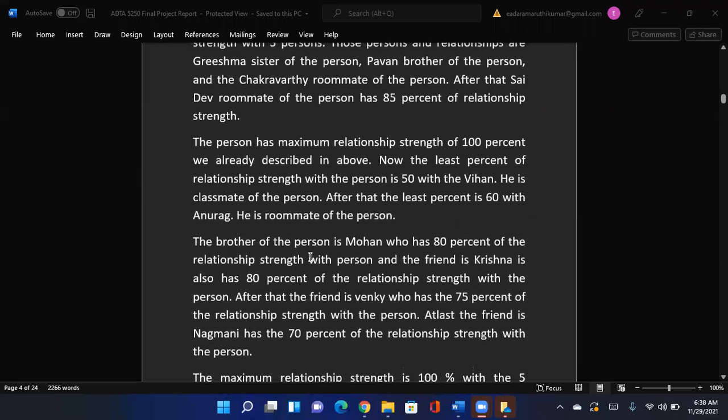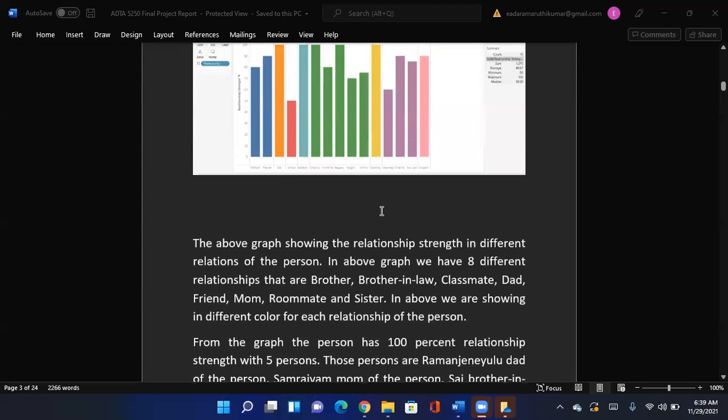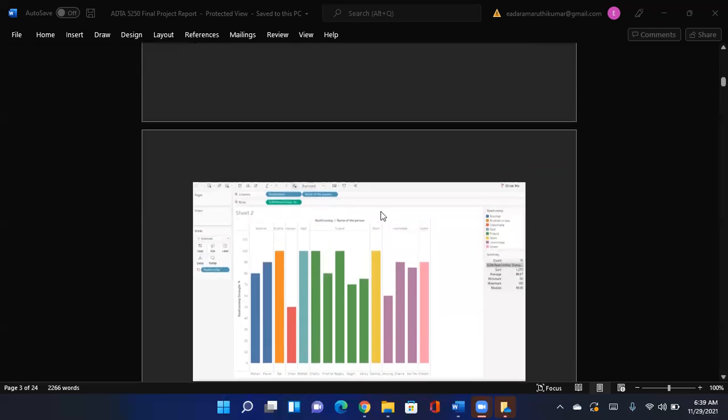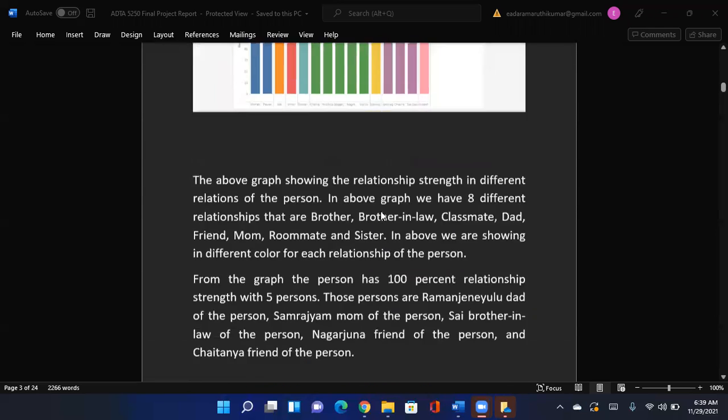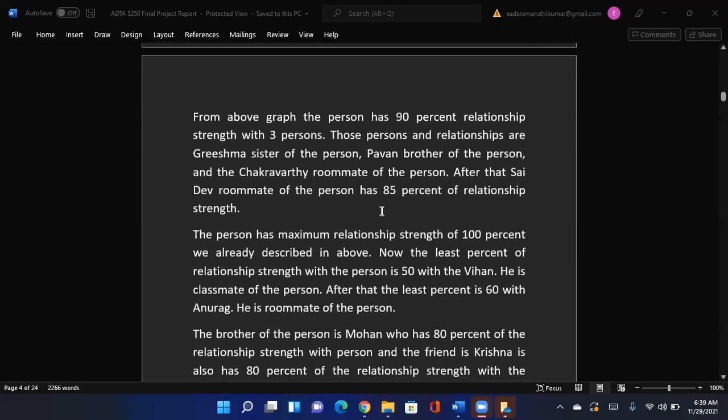I also mentioned that after 100, I have 90% strong relationship with 3 other persons. Grishma is my sister, Pawan is the brother of the person, and Chakravarti is the roommate of the person. This is what I did in Tableau for data visualization. This is my first question overview.